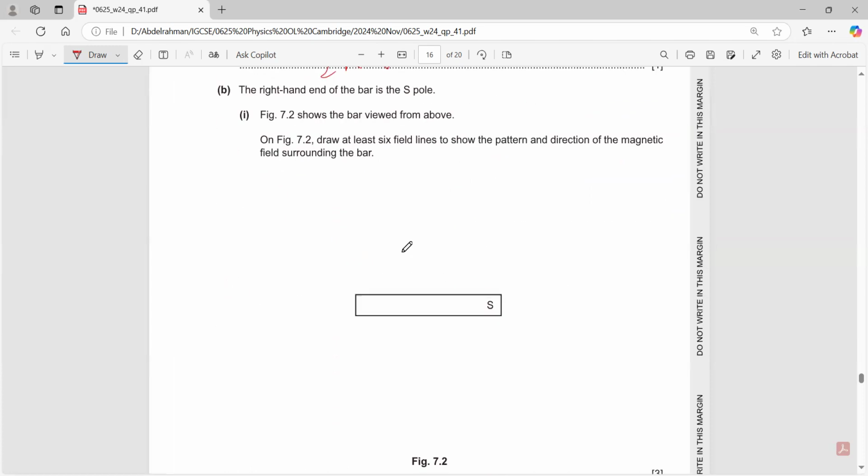As shown below, Figure 7.2 shows the bar viewed from above. On Figure 7.2, draw at least 6 field lines. That's easy. You have the south pole and then the north pole. I can draw 3 above and 3 below, from the north pole to the south pole. Please do not forget to draw the direction, the arrows moving from the north pole to the south pole.